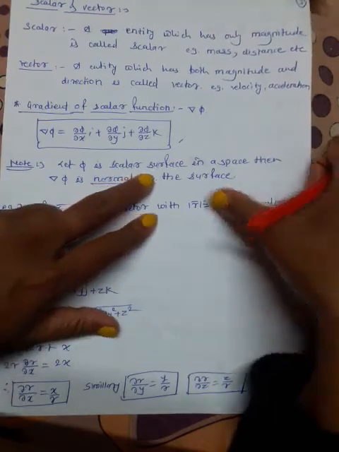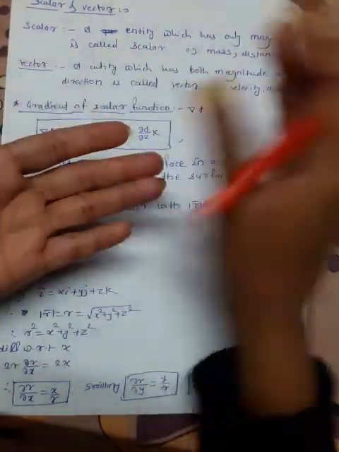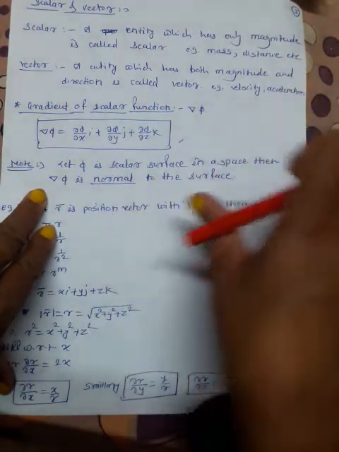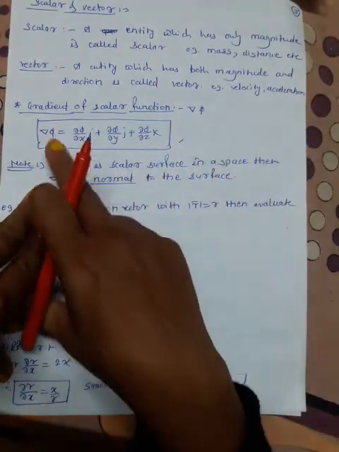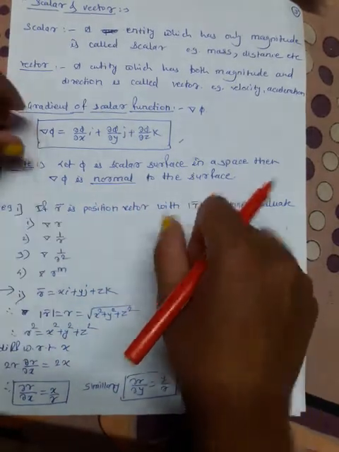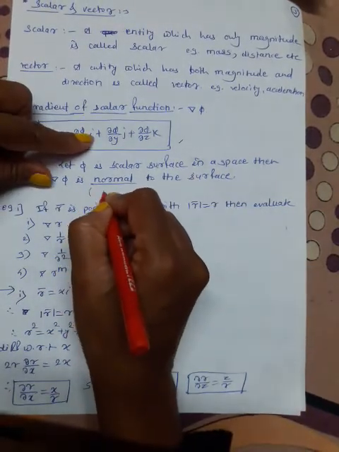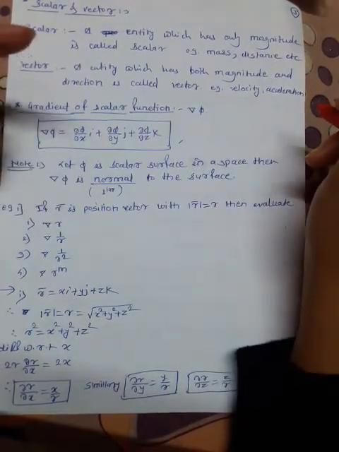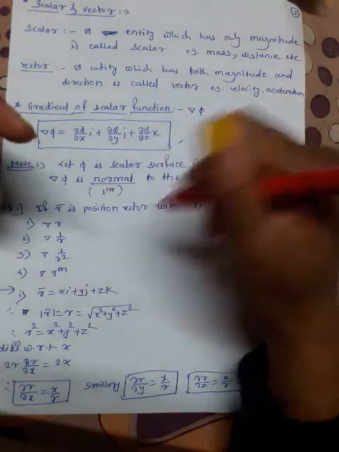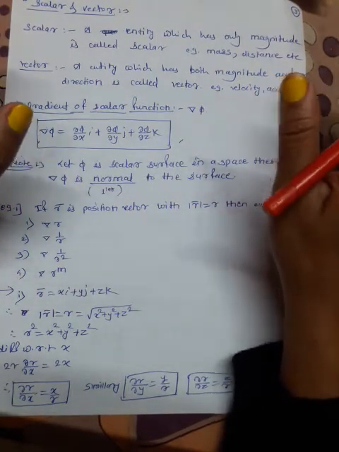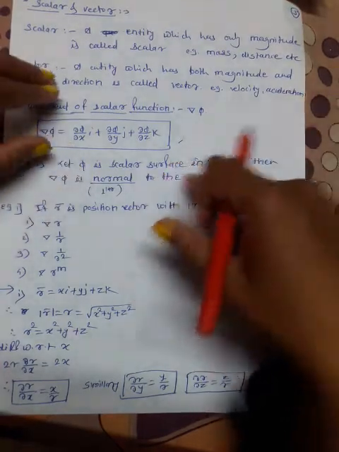If phi is a scalar surface, phi is a scalar function means it is a surface, it is not a plane. Okay, if phi is a scalar surface in space, then del phi, that is gradient of phi, is nothing but normal to the surface. Normal means perpendicular. Normal line means the line which cuts the other line at 90 degrees, that means a perpendicular line to the surface.